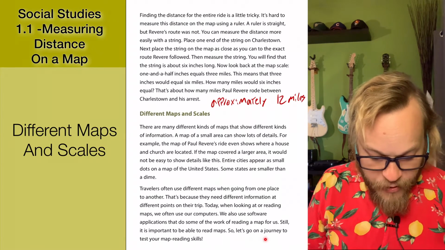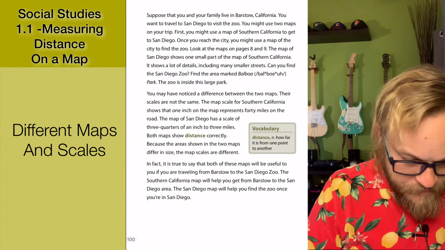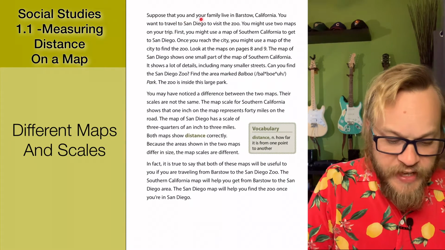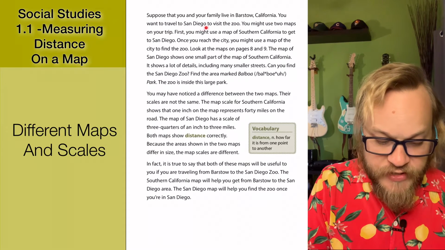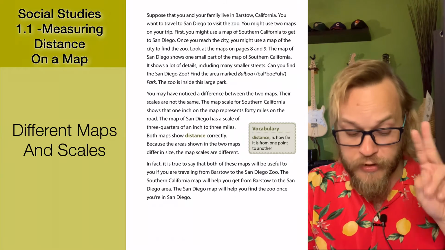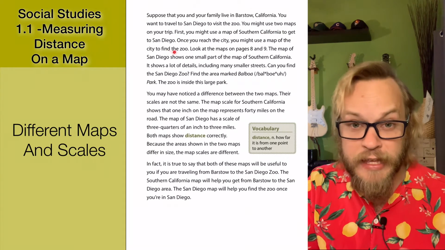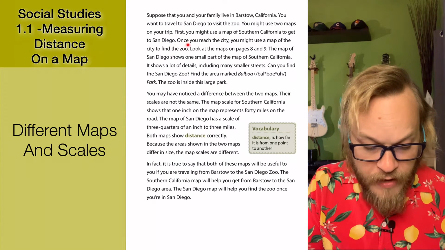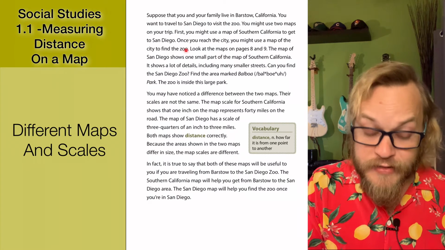So we're going to go on a journey to test our map reading skills. Suppose that you and your family live in Barstow, California. You want to travel to San Diego to visit the zoo. You might use 2 maps on your trip. First, you might use a map of Southern California to get you to the city of San Diego. Once you reach the city, you might use a map of the city to find the zoo.